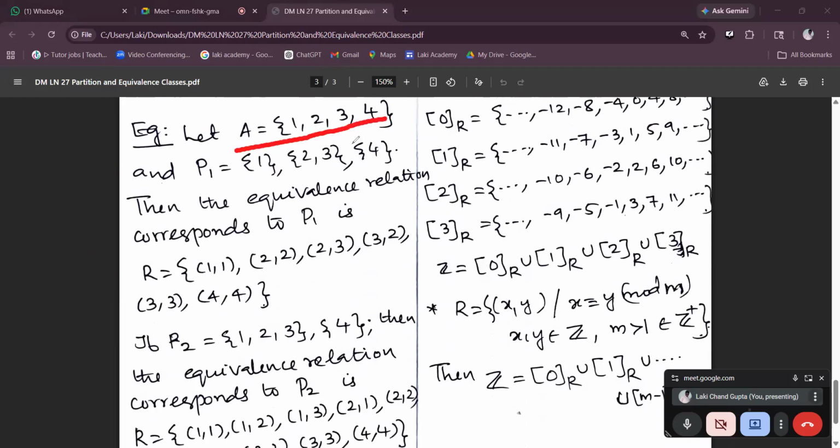A is equal to {1, 2, 3, 4}. You divided the set into three parts. You know the relation is what? (1,1), (2,2), (3,3).